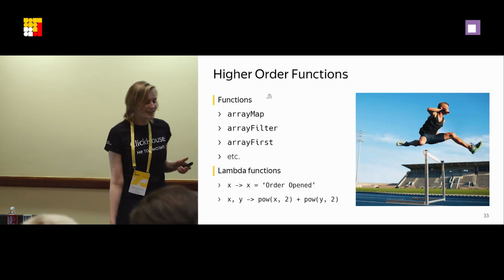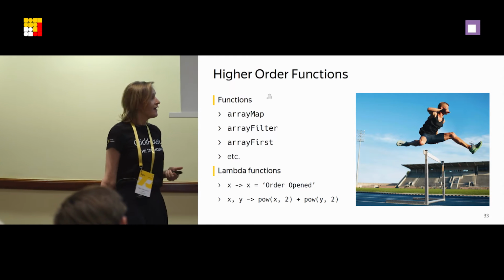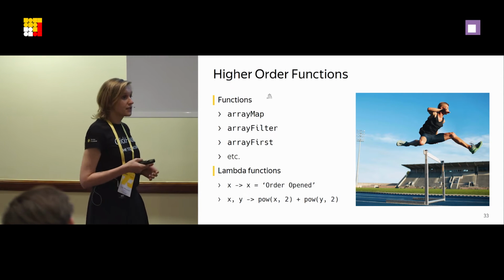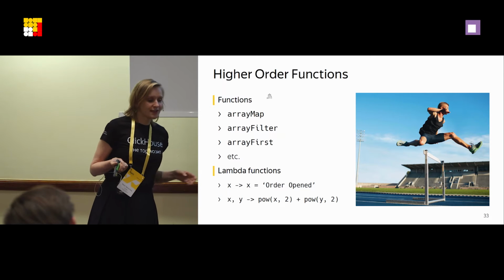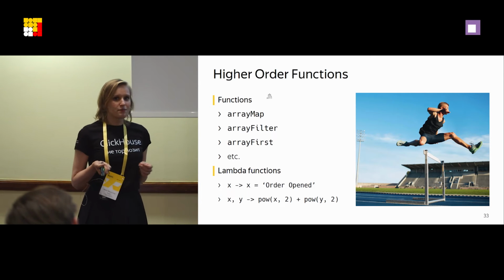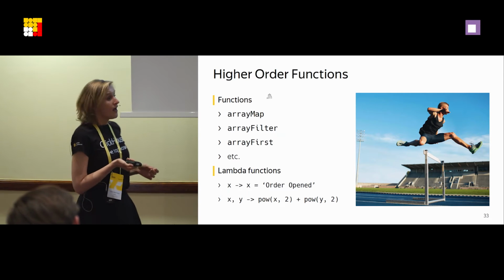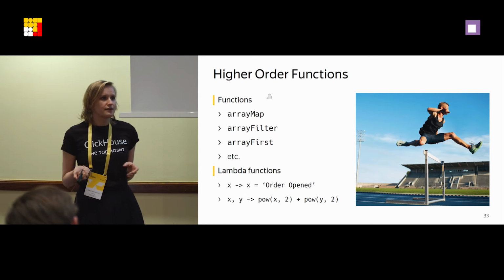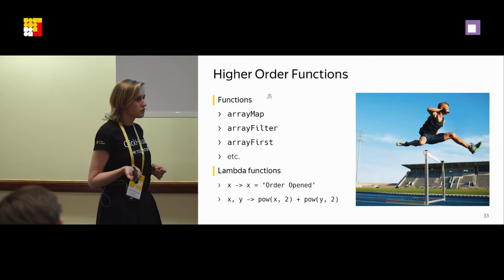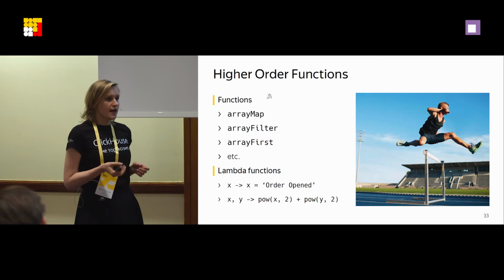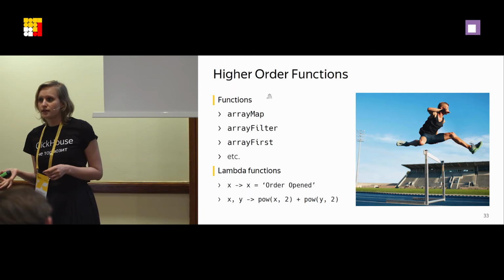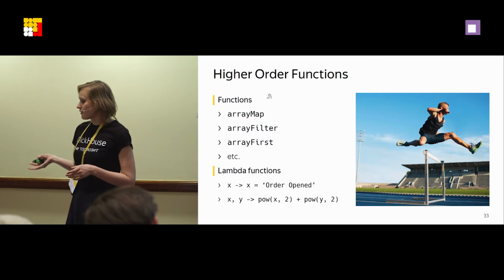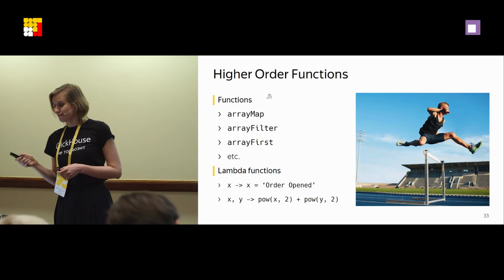And my favorite functionality is higher order functions. There are a lot of them in ClickHouse, but the most useful ones, as for me, are arrayMap and arrayFilter. And of course, to use higher order functions, you need to define lambdas. In ClickHouse, you can use the arrow operator for it. On the left side, you specify one or several parameters, and on the right side, the final expression.